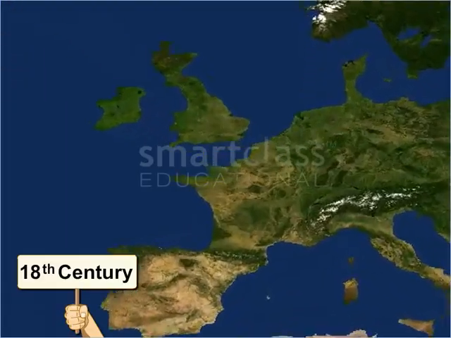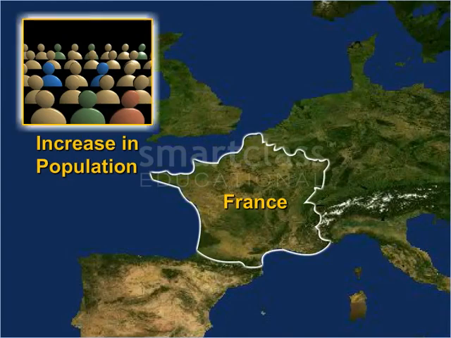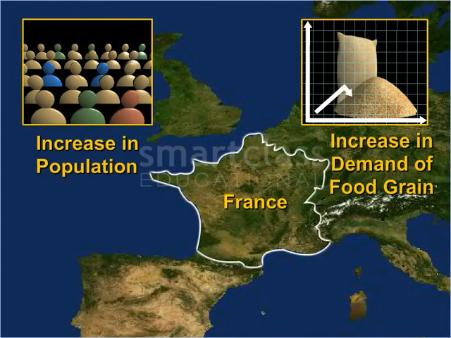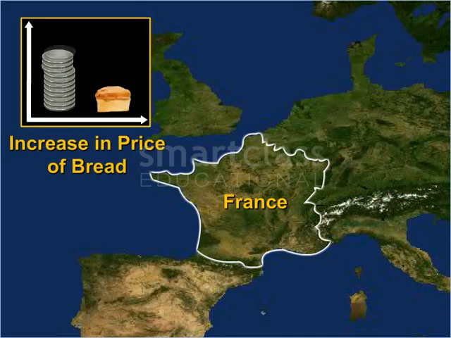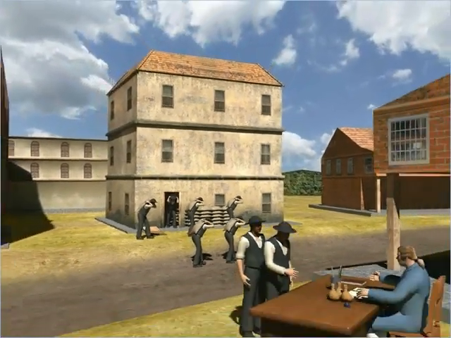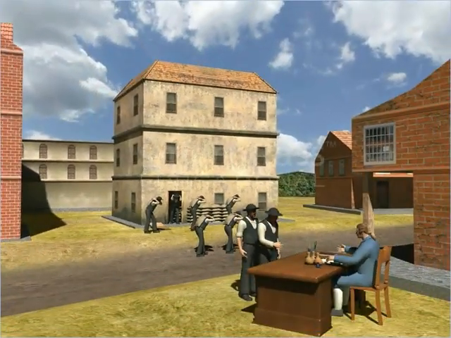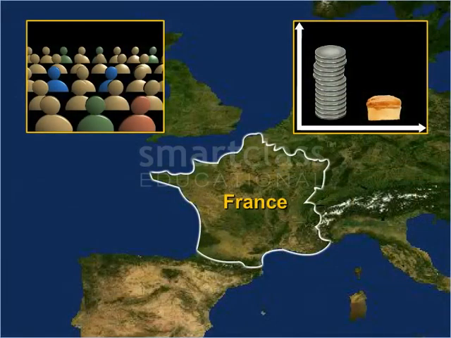In the 18th century, France also witnessed a rapid increase in population. This population growth led to an increase in the demand of food grains in France, thus leading to an increase in the price of bread. However, people who worked as laborers continued to get fixed wages, which were insufficient to keep pace with the rising prices. All these factors led to a subsistence crisis in France.